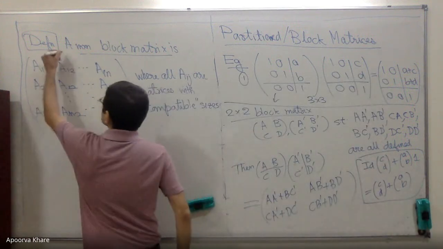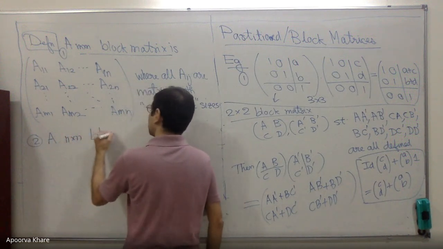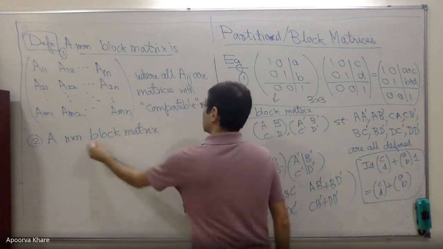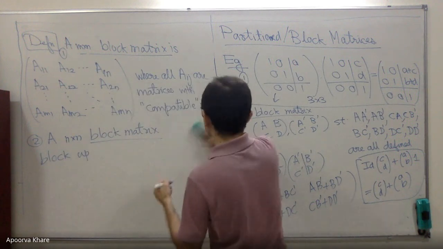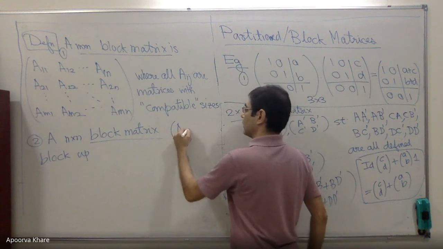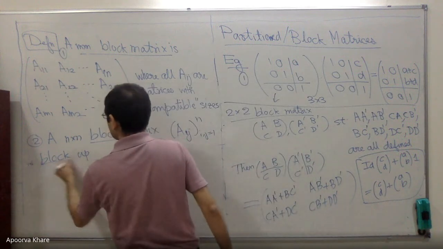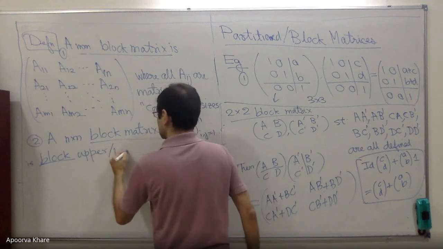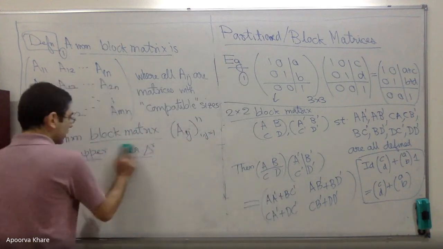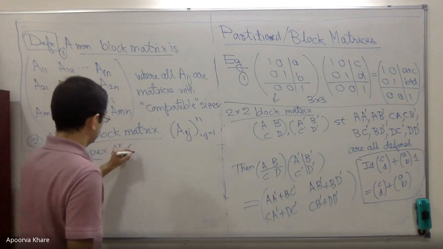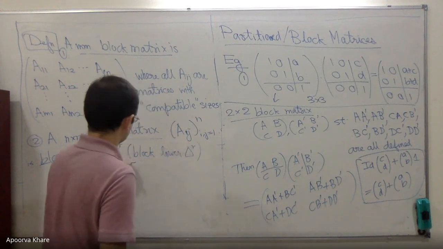Okay, and then we say, so this is number 1, we say number 2. Let's say an n cross n block matrix, let's call this matrix with the blocks Aij as above, with i, j going from 1 to n, is block upper triangular, block lower triangular, or block diagonal.